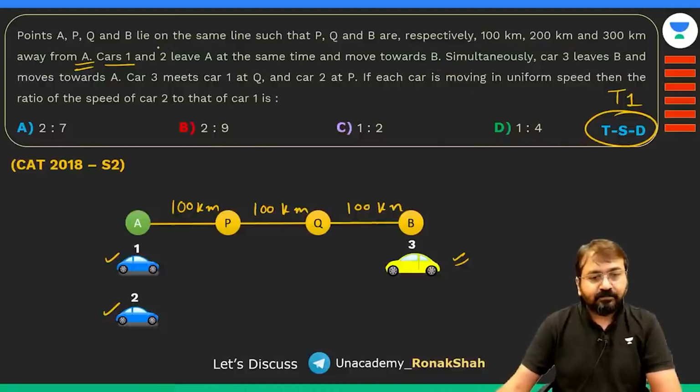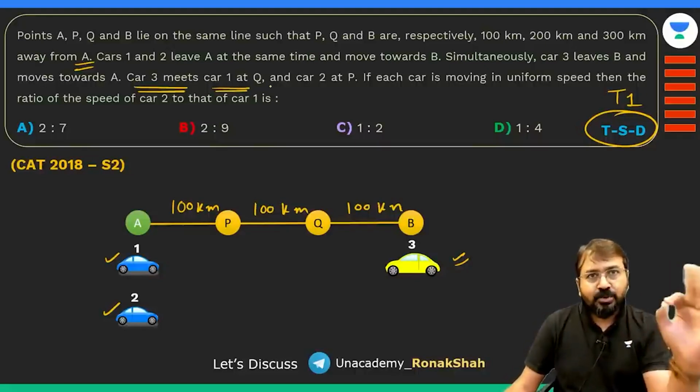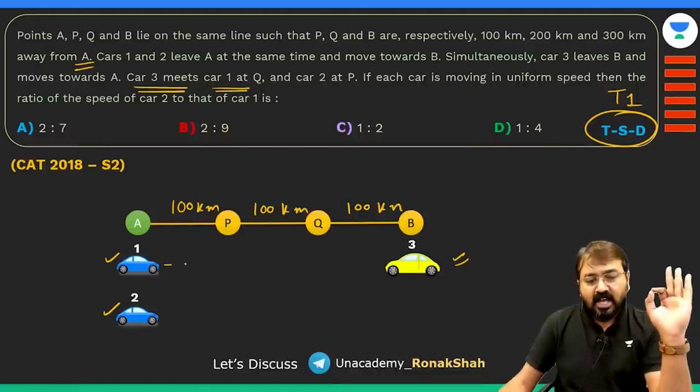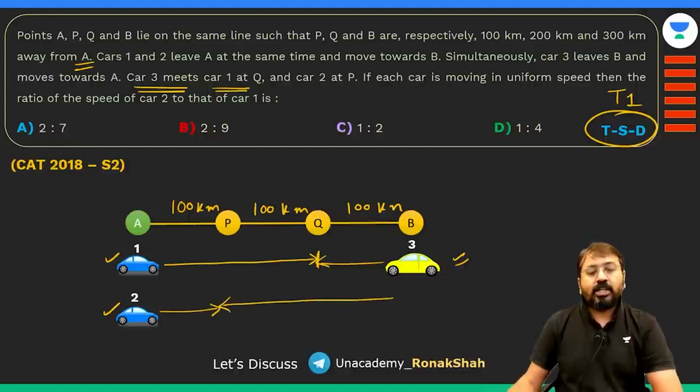Let's understand. It further says that car 3 meets car 1 at Q. Now see, please understand, this is a very simple question. It is straight away from the CAT 2018 slot 2 paper. So this car reaches over here. In the meantime, car 3 reaches over here and they are meeting at point Q. And car 2 at P. So car 3 meets car 2 at point P. That means car 3 travels up to this point. In the meantime, car 2 travels only up to this point.